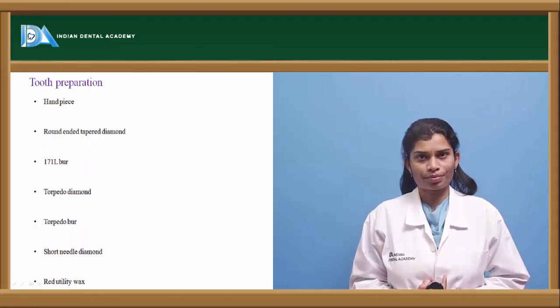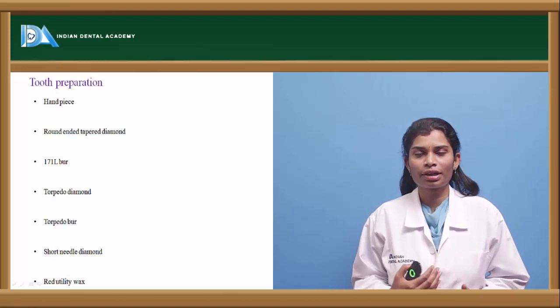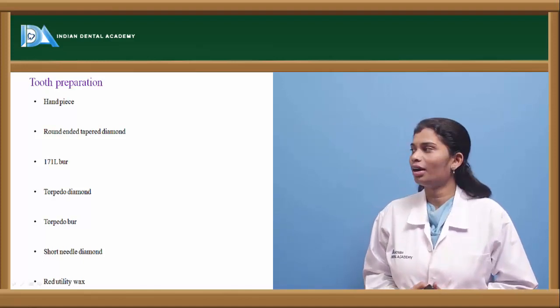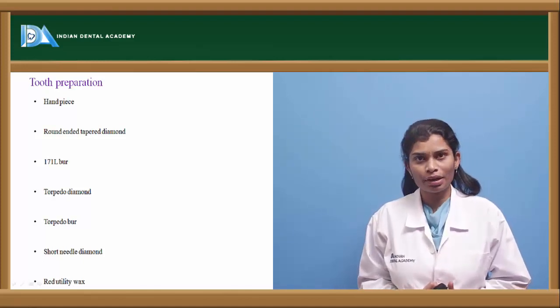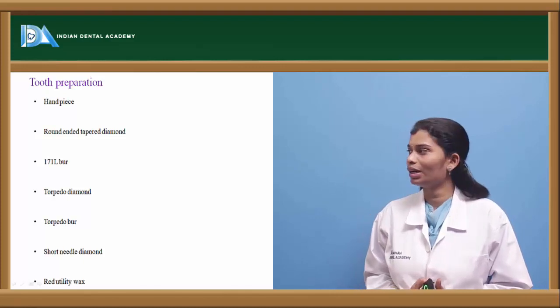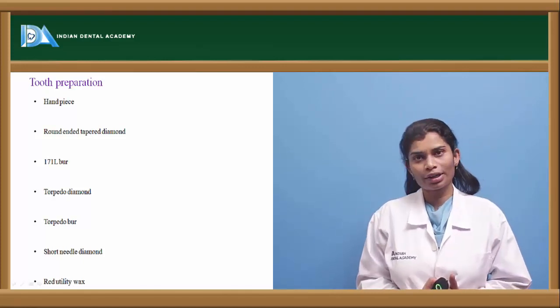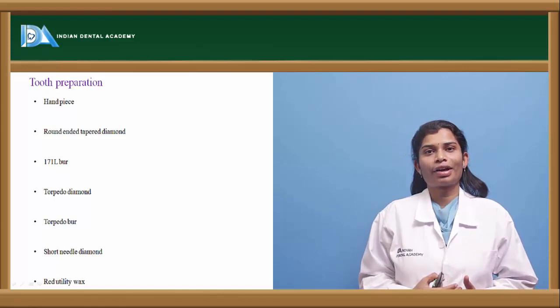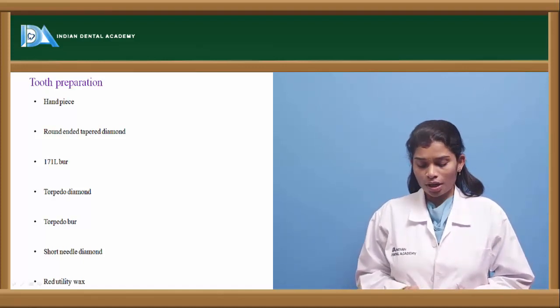Coming to the tooth preparation. Look at the armamentarium that is required for tooth preparation. You need a handpiece, rounded tapered diamond, torpedo diamond, number 171 L bur, torpedo bur, short needle, and a red utility wax to check the amount of reduction.